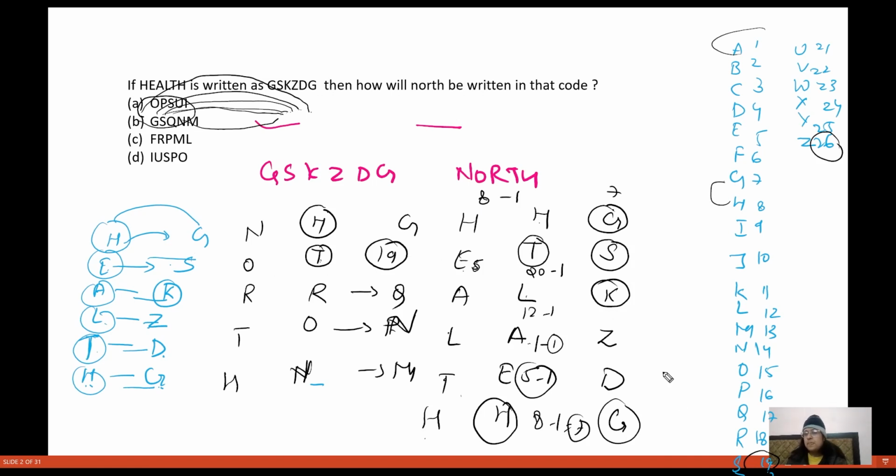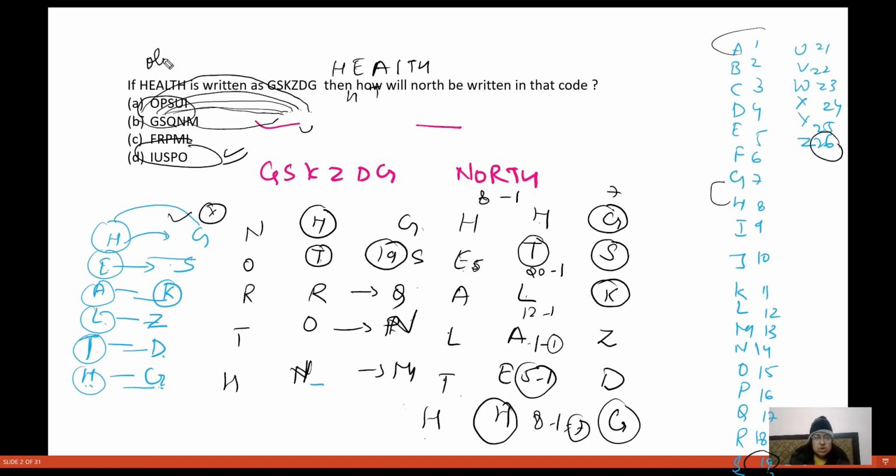T became obviously S. So G S Q N N. Okay, this is your answer. So this question is not that simple. It is just that when we do this and we did not get anything, then we are taking this word health, and then we are seeing that if we flip this, then something is making sense here. That is why we flipped this.